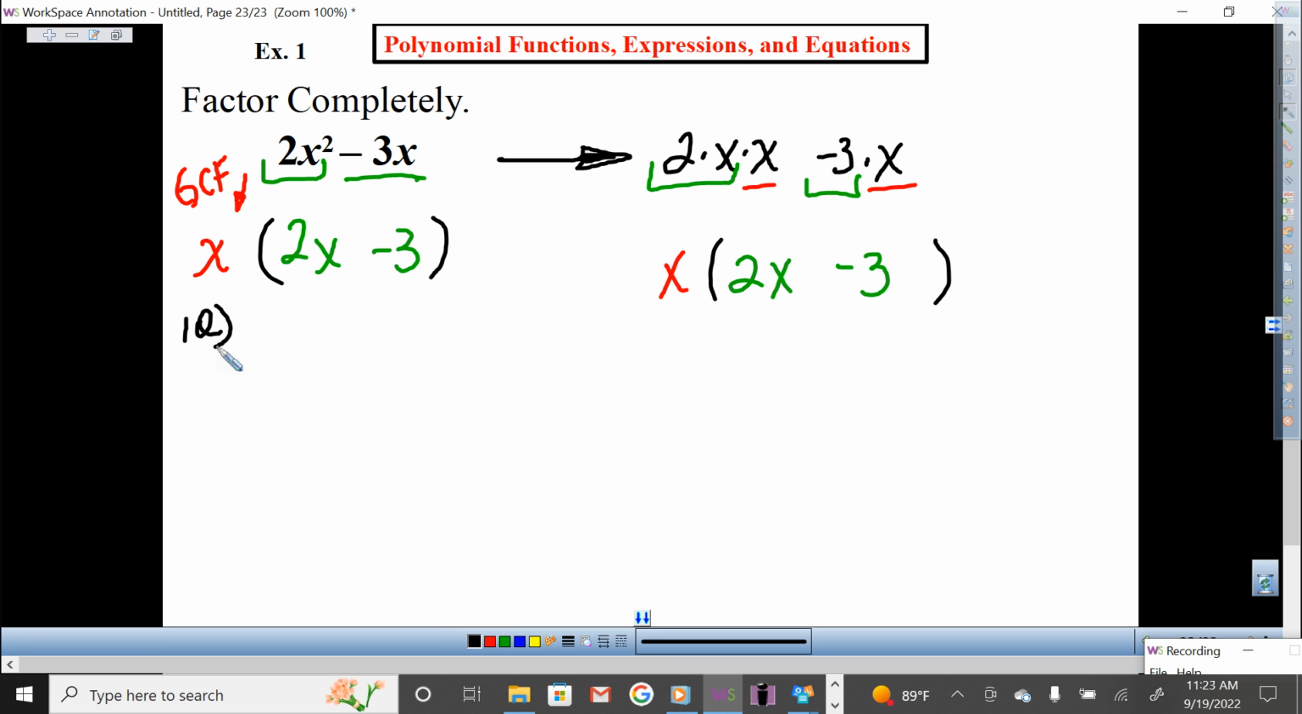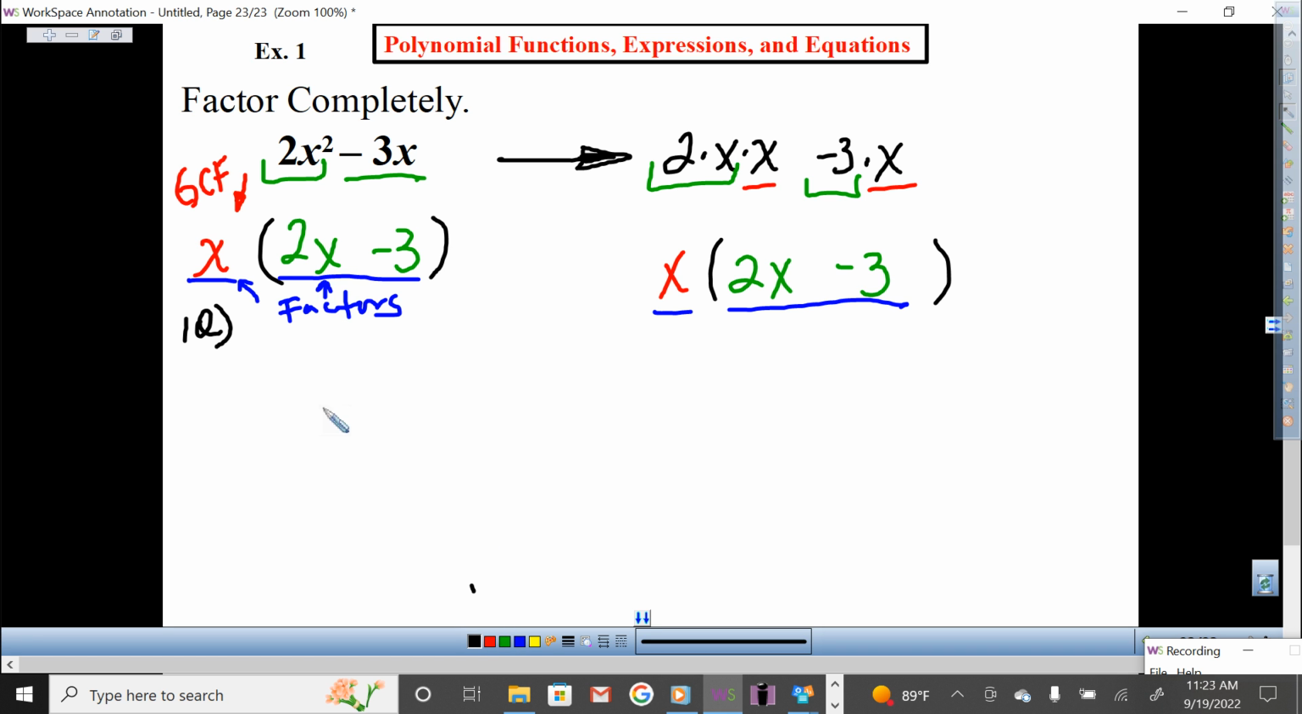Example 1Q. Oh, yeah, by the way, these two are my factors. One factor, two factors, because they're multiplying. All right, copy this one.